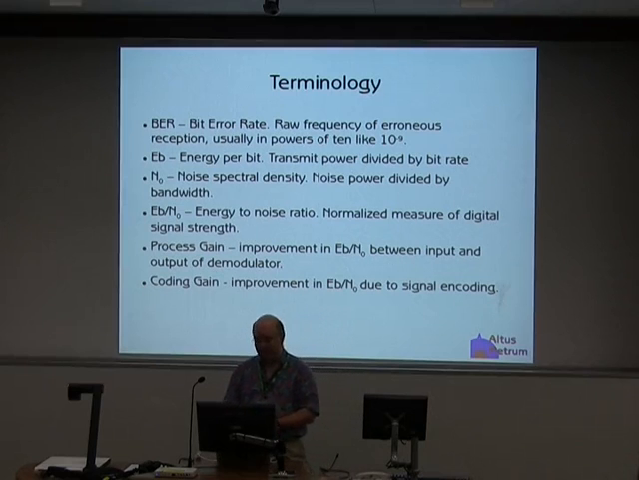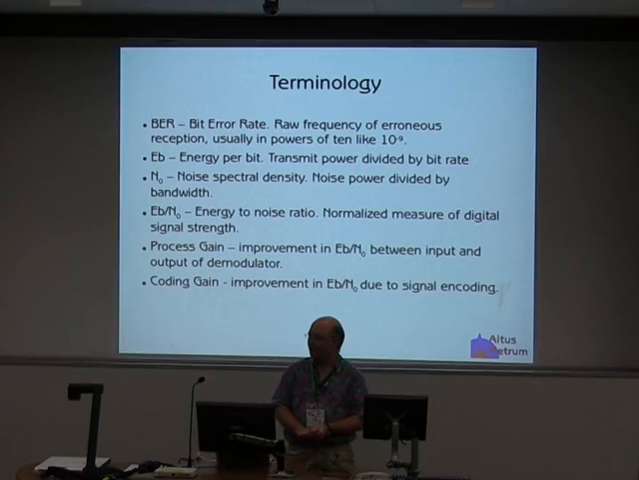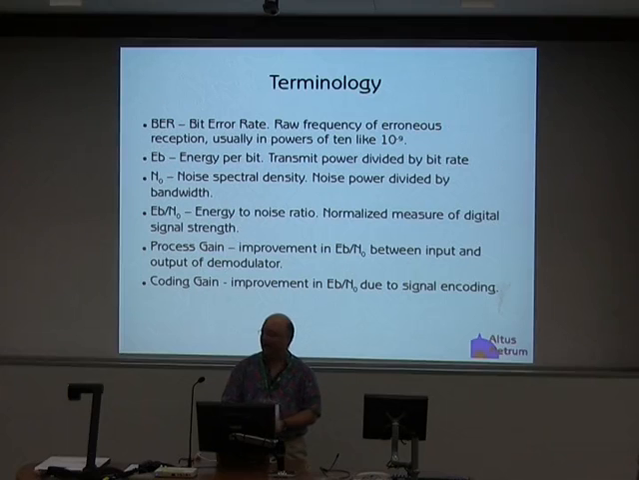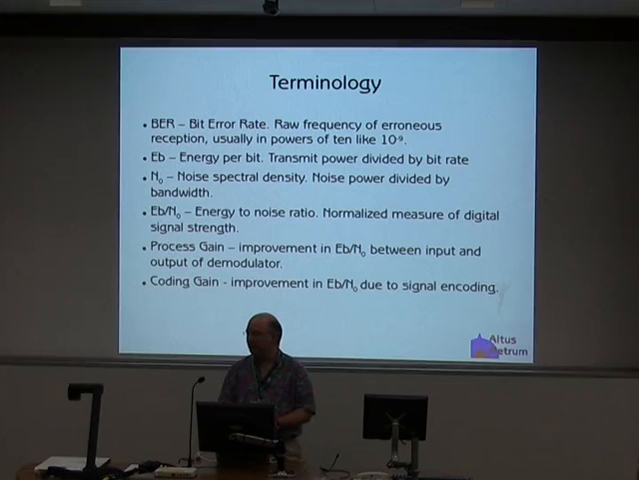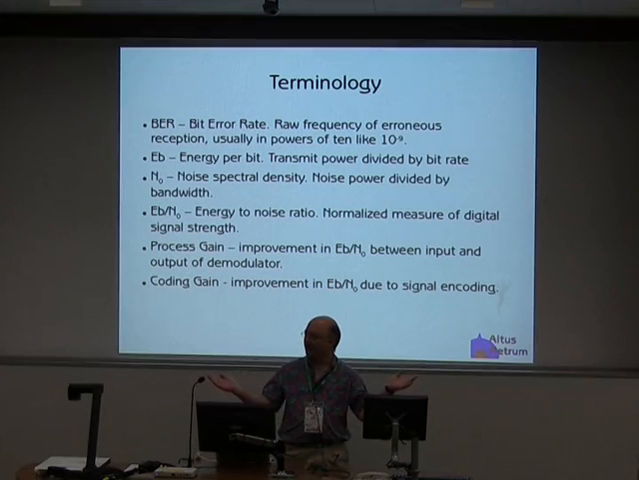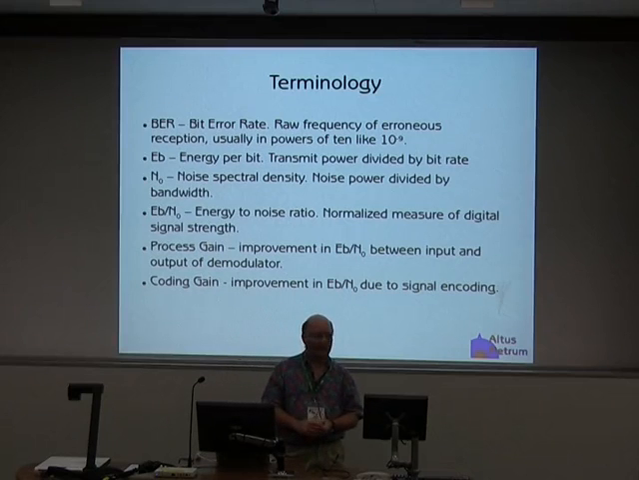Eb, the energy per bit, is kind of the transmit power divided by the bit rate. So you've got 10 watts of transmit power and 100 kilobits, so you divide those two and you get the amount of power per bit. I think it's measured in joules. I really had a hard time finding units for that, but that's the only unit that makes sense to me there. N0 is the spectral noise density. It's noise power divided by the bandwidth. So if your channel is 100 kilohertz wide and you have 100 watts of noise power, then you can get the notion of how much noise power per hertz. It's kind of watts per hertz.